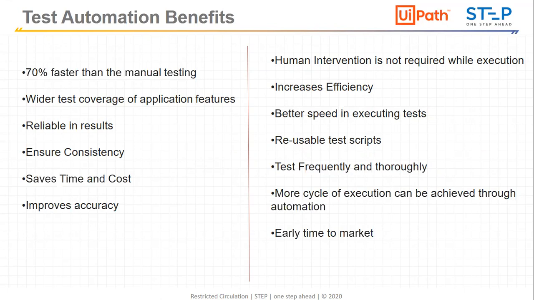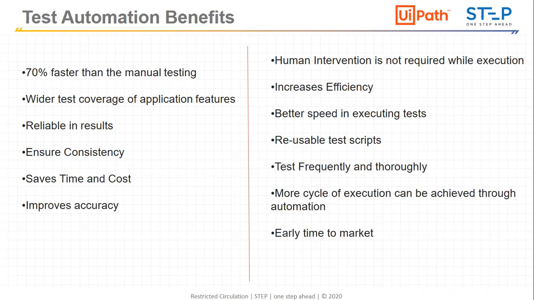So if that particular application requires a month manually to go to market, we will be having around 50% savings in the case of test automation. So in 15 days, in 2 weeks, the application can go to market. That is a very important benefit from test automation.